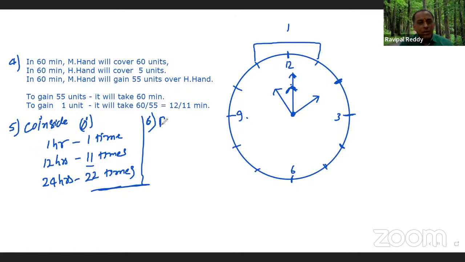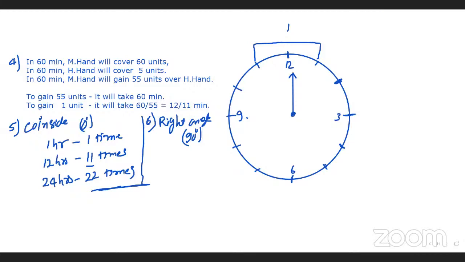How many times will the minute and hour hands be at a right angle? Right angle means 90 degrees. Exactly 3 o'clock: the hour hand is at 3 and the minute hand is at 12. Therefore, it will be a right angle.